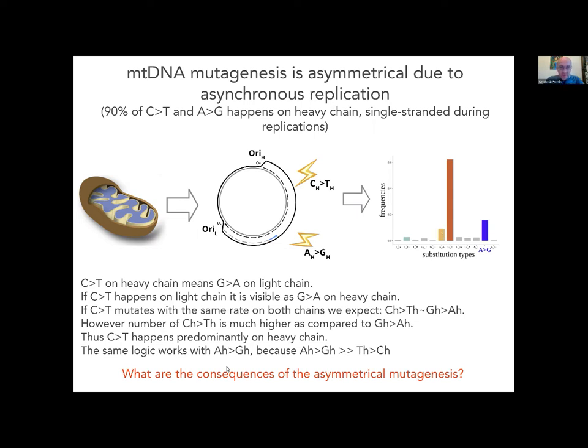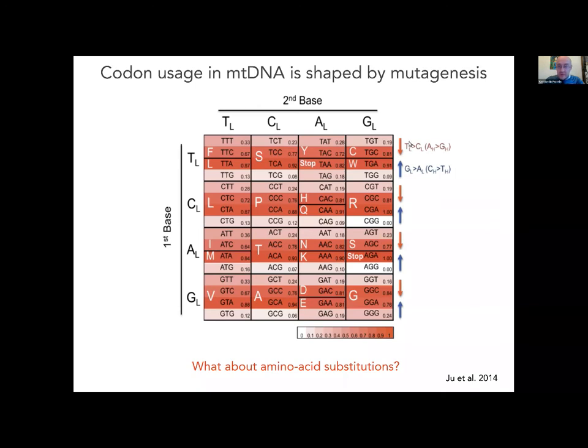Our question: what are the consequences of this asymmetrical mutagenesis? Once more, equivalent substitutions, for example C to T and G to A, are not similar. Another pair of equivalent substitutions, A to G and T to C, are also not balanced. So let's have a look at the mitochondrial genetic code. The most common substitutions I described, C to T on the heavy chain and A to G on the heavy chain, we can convert to the light chain, because the light chain is the reference sequence, and in all databases we use the light chain.